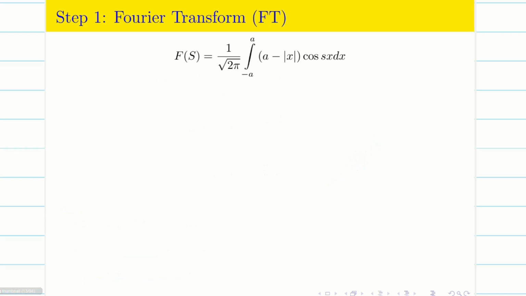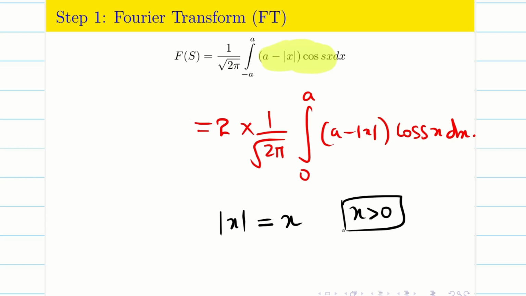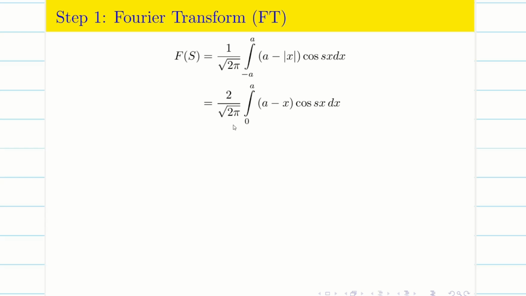So I can retain only the integral from minus a to a of a minus mod x cos sx dx. Now we can see that a minus mod x into cos sx is an even function. So I can write this as 2 times 1 by square root of 2 pi, integral 0 to a of a minus mod x cos sx dx. Now we know the property of mod x. It behaves as x on the positive side, that is x greater than 0. Since my limit is positive, it starts from 0 and moves to plus a. So I can write mod x simply as x. Now simplifying this, the 2 and root 2 will get cancelled, and I'll be getting square root of 2 by pi.